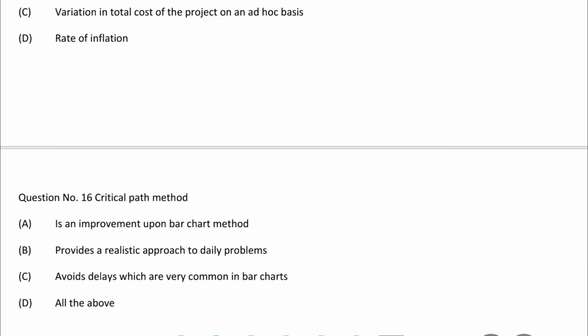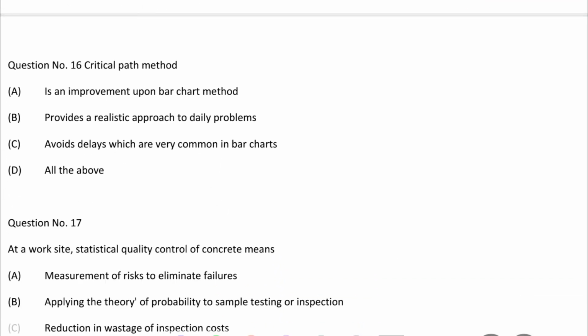So next question. Critical path method, option A is an improvement upon bar chart method, option B provides a realistic approach to daily problems, option C avoid delays which are very common in bar chart, option D all the above. So the correct answer is option D all the above.